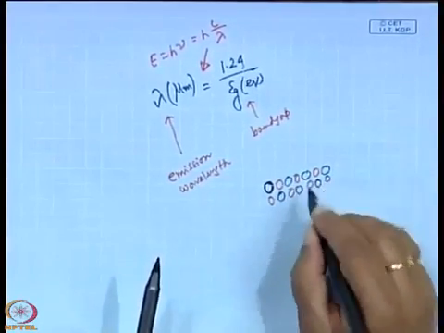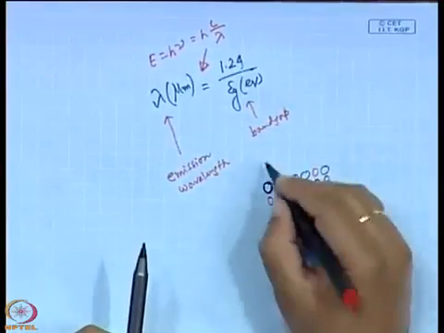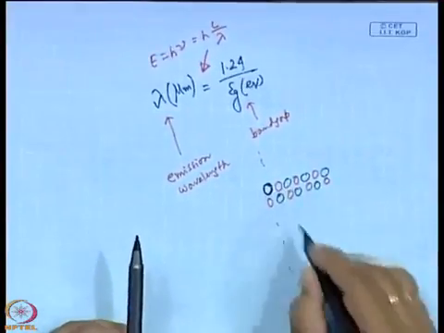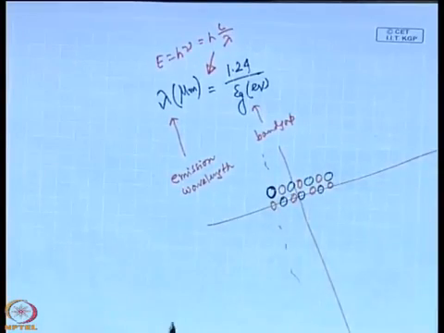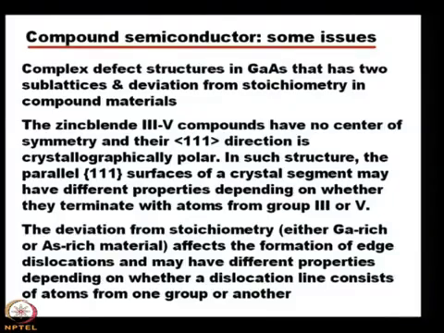Now, because it is a crystal, it will continue, and if you terminate somewhere in this plane, then depending on the termination, with the atoms, which atoms are there, is it group 3 or group 5? The properties will be different. So, that is one important thing that must be taken care of, which is not the case for silicon or germanium.